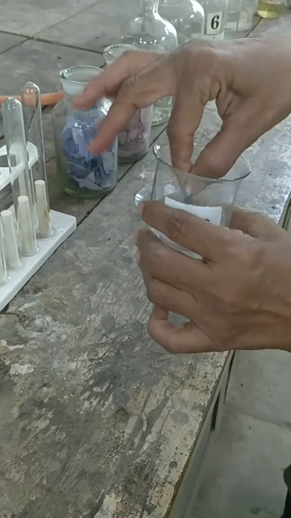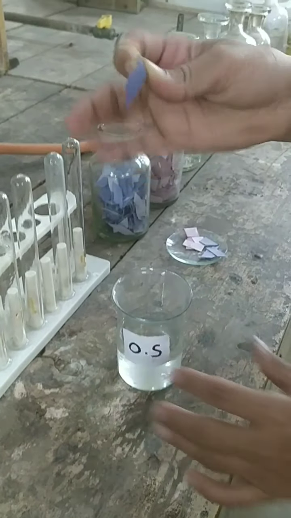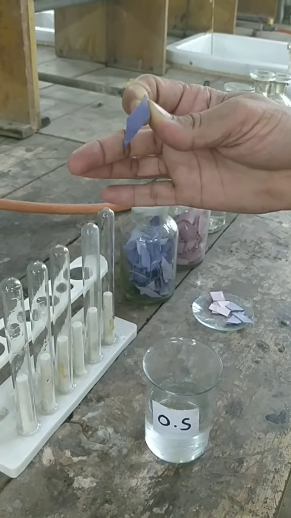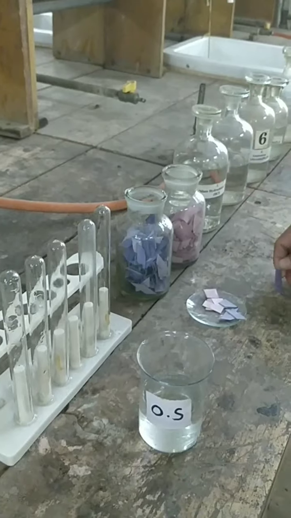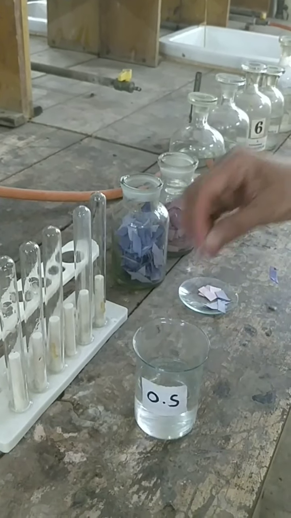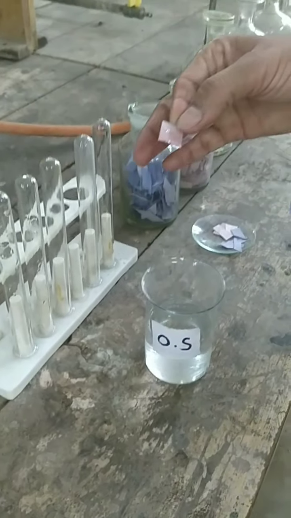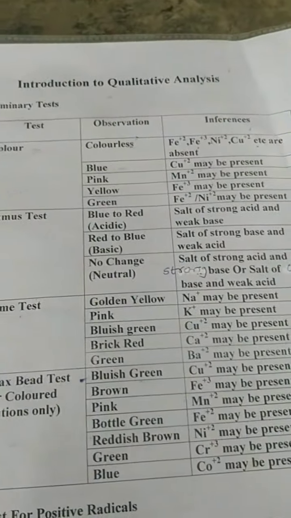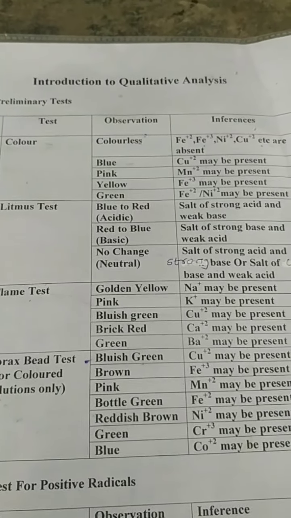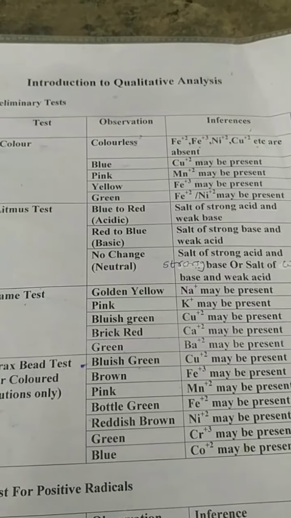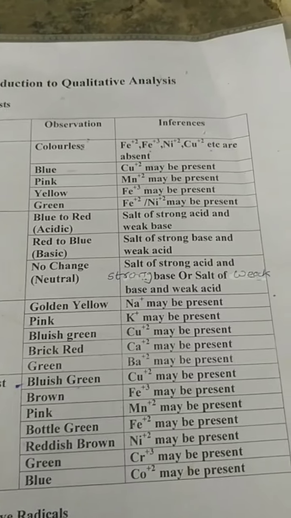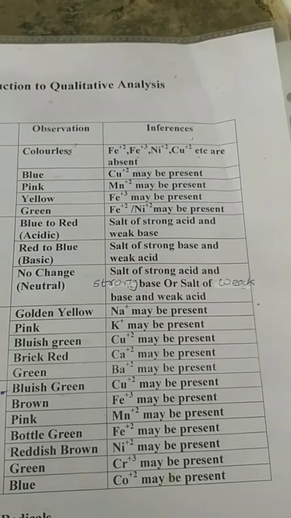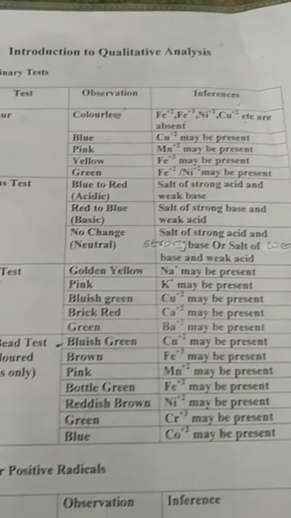For this, first we will start with blue litmus paper. We will dip this in the OS. You can see there is no change. So now we will use the red litmus paper. Here also you can see there is no change. So in the observation you will write no change, and in the bracket you will write neutral, that is salt of strong acid and strong base, or salt of weak base and weak acid.